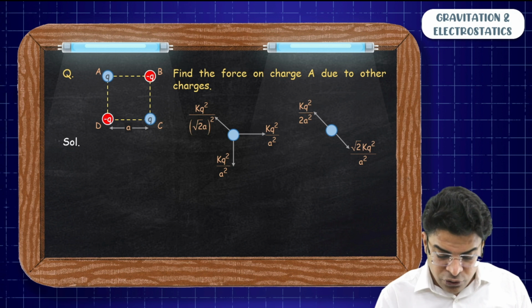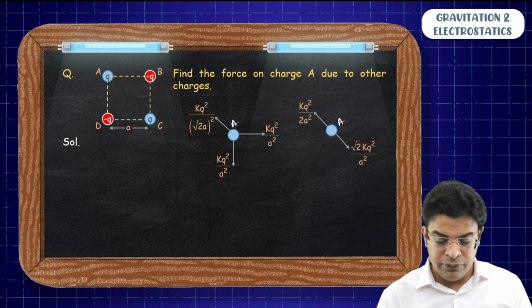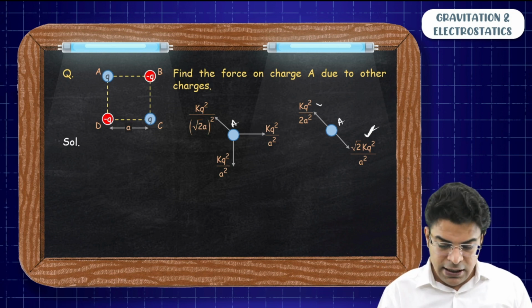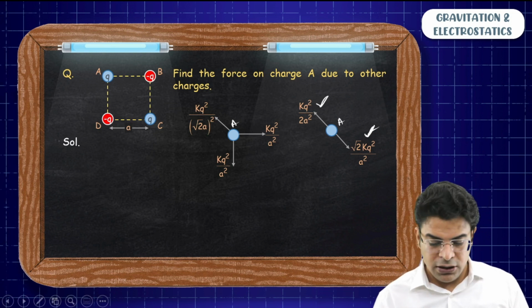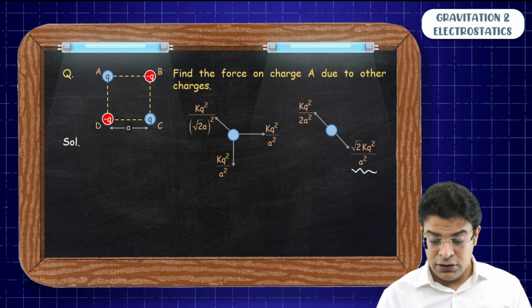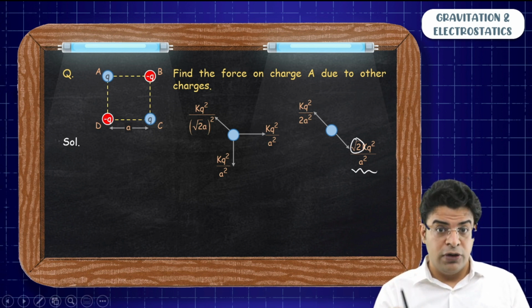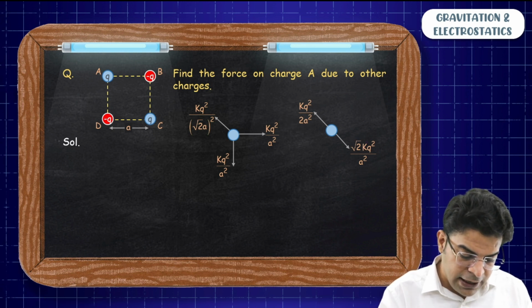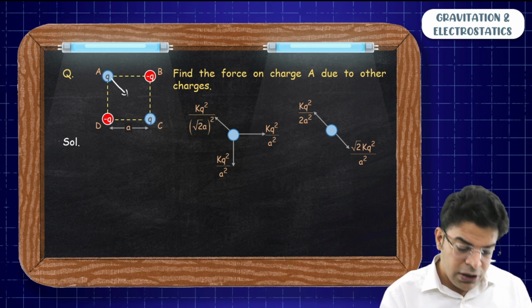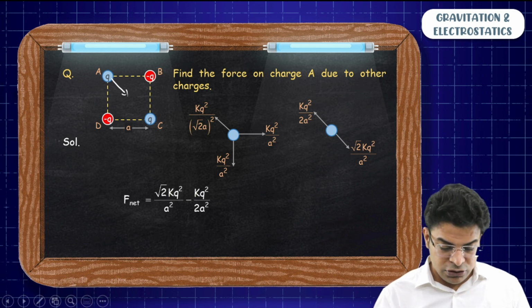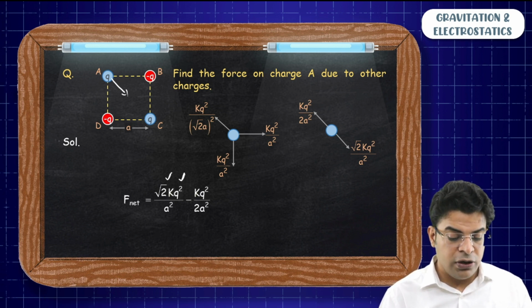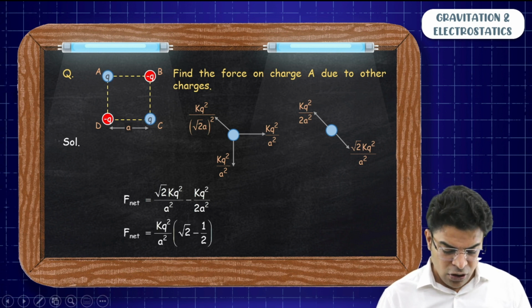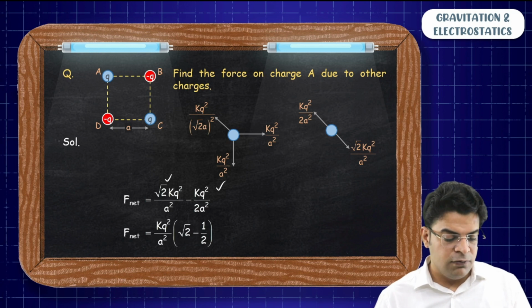So the net force acting on the charge A will be root 2 KQ square upon a square minus KQ square upon 2a square. Obviously, this force is more. This is root 2 times KQ square upon a square. This is half of KQ square upon a square. So the net force on A will be towards the center. And this net force on A will be equal to root 2 KQ square upon a square minus KQ square upon 2a square. You can take KQ square upon a square common and write root 2 minus 1 by 2.